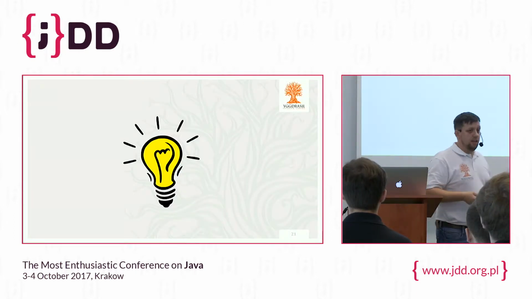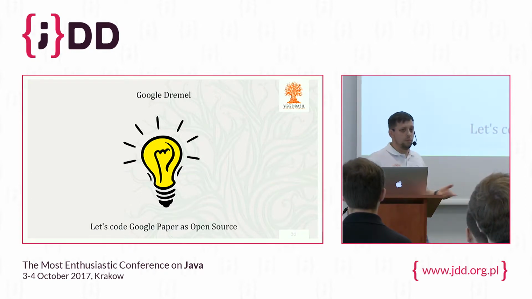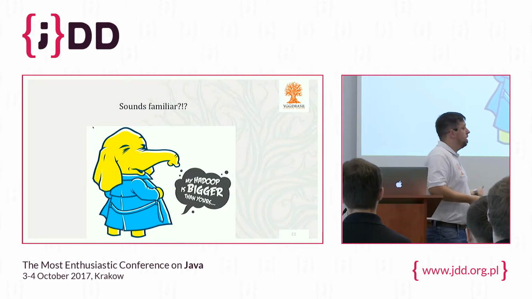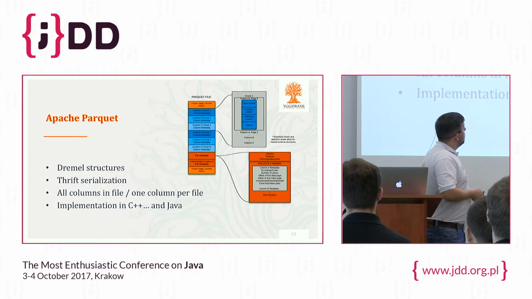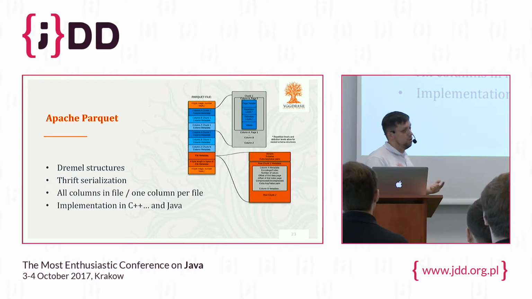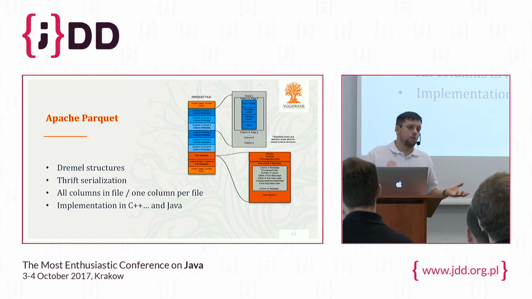So we have an idea, which is Google Dremel. So why not code it in open source? So we replicate things. Sounds familiar? All the time we are getting papers from Google and recreating them in the open source world. So they actually take Dremel. What I mean by Dremel? It is a group of people from Cloudera and Twitter who wanted to create some columnar storage. So first of all, they take literally the Dremel structures and encode them in their own way.